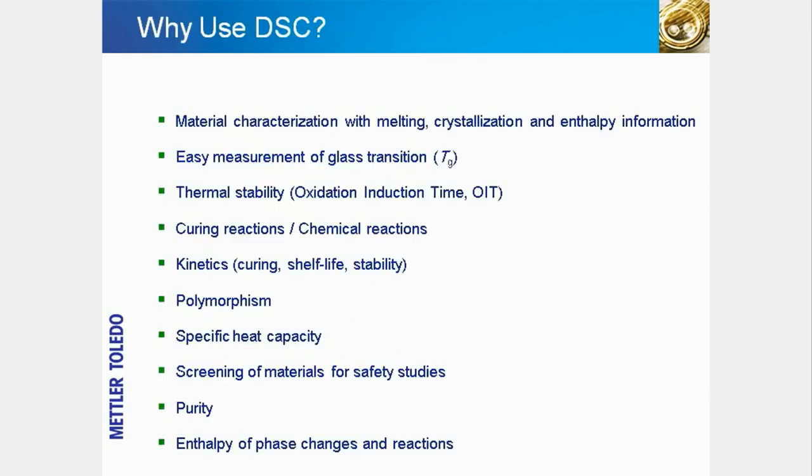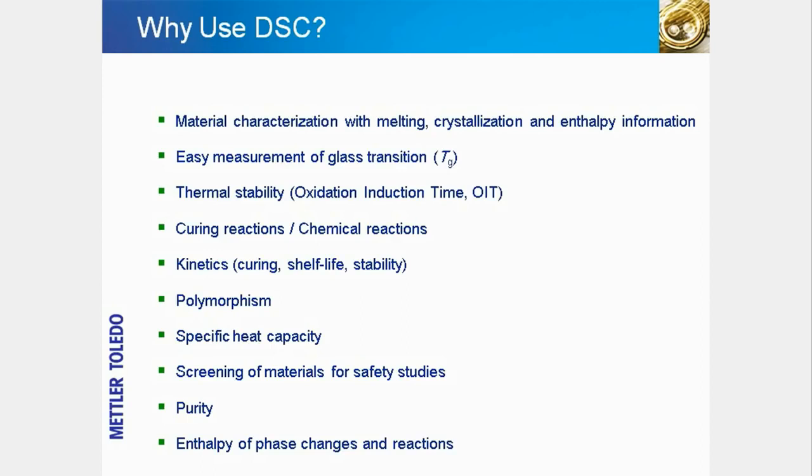I mentioned earlier in the seminar that DSC has a very wide application range and that the method can provide a great deal of information. This next slide summarizes the main areas of application. One of the most important applications is the characterization of samples according to their material-specific properties, such as melting, crystallization, and change in enthalpy on heating.